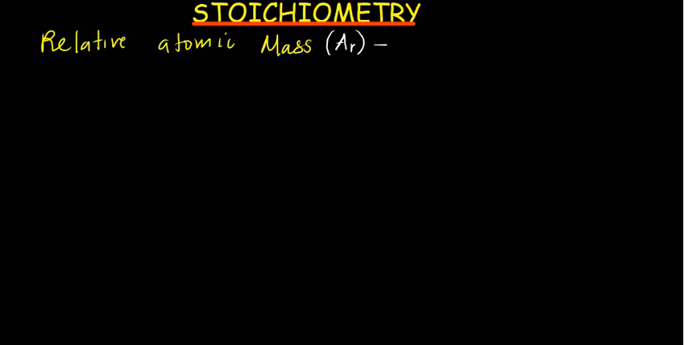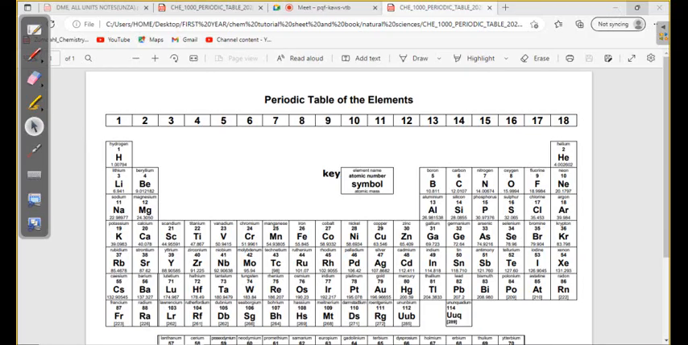So I was saying the very mass that we are able to see on the periodic table, that one which is given on the periodic table, that is what we call relative atomic mass. For example, if you talk of hydrogen, the relative atomic mass is about 1.00 something there. If you talk of carbon, that's 12.01.